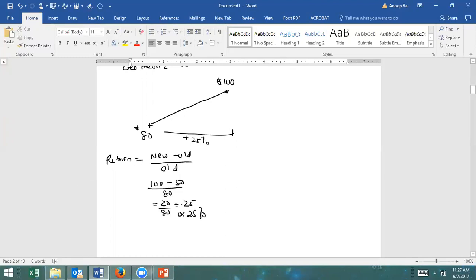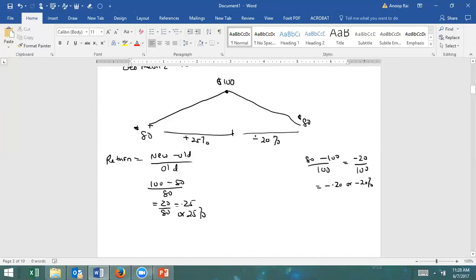But let's say the following year, your performance is really bad and it comes right back to $80 again. What's your return for that year? So new minus old, 80 minus 100 over 100 means you lost 20 million. Over 100, that's minus 0.20 or negative 20% return. So in the second year, you lost 20%.